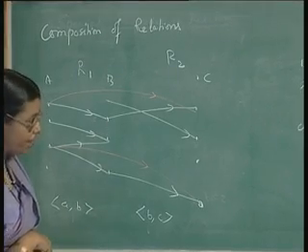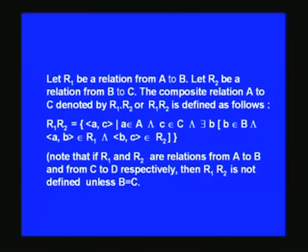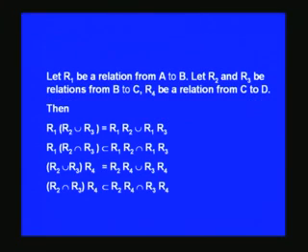With composition of relation, we have several theorems. We shall see what they are. Let R1 be a relation from A to B and R2 and R3 are relations from B to C. R4 is a relation from C to D. Then you have the following results. R1 composed with (R2 union R3) is equal to R1R2 union R1R3. R1 composed with (R2 intersection R3) is contained in R1R2 intersection R1R3. And the other results: (R2 union R3) composed with R4 gives R2R4 union R3R4, and (R2 intersection R3) composed with R4 is contained in R2R4 intersection R3R4.